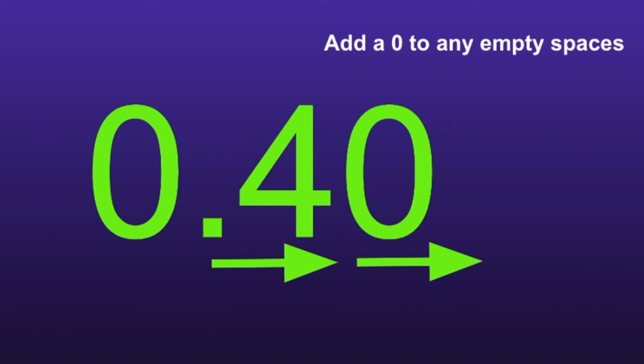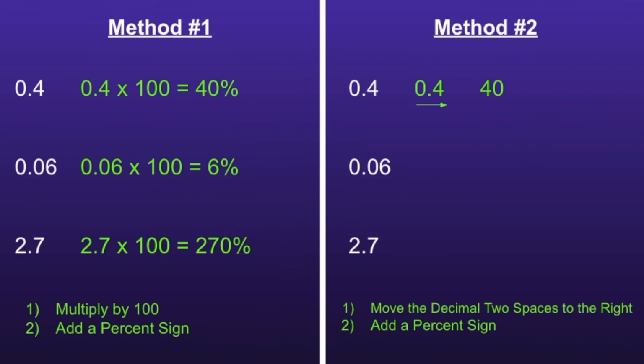So after we move 2 spaces to the right, we are left with 0, 4, 0, and then our decimal point. We can remove the 0 in front of the 4, and notice that we are left with 40. When we move the decimal 2 spaces to the right on 0.06, we are left with 6. And when we move the decimal 2 spaces to the right on 2.7, we are left with 270. The only step left is to add a percent sign.